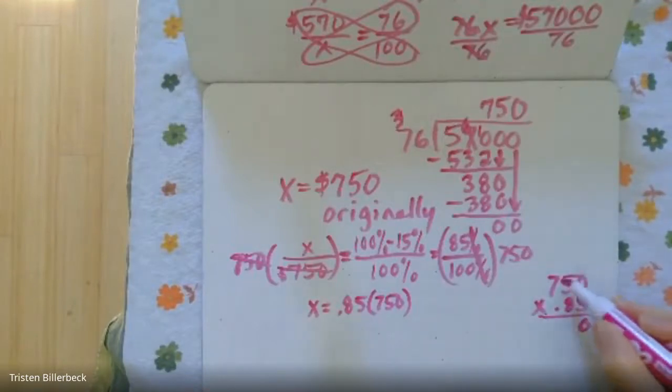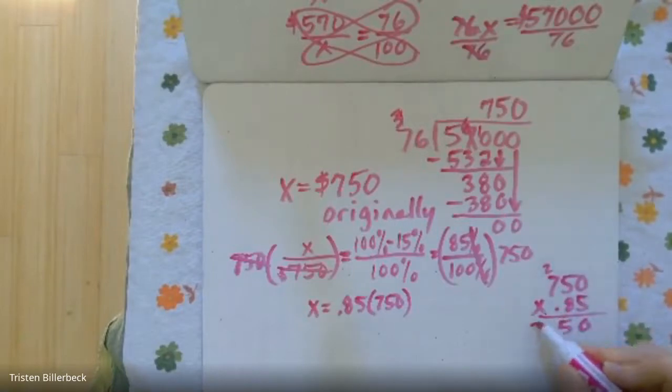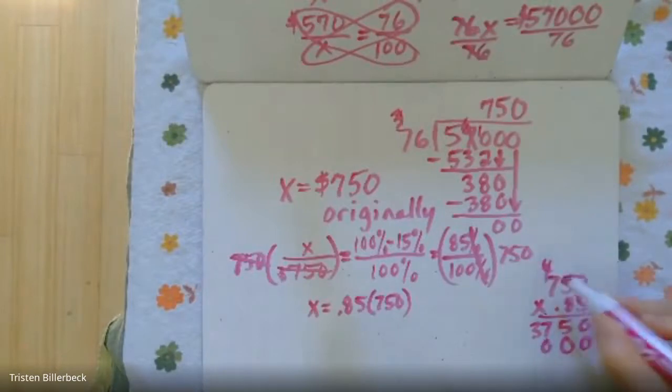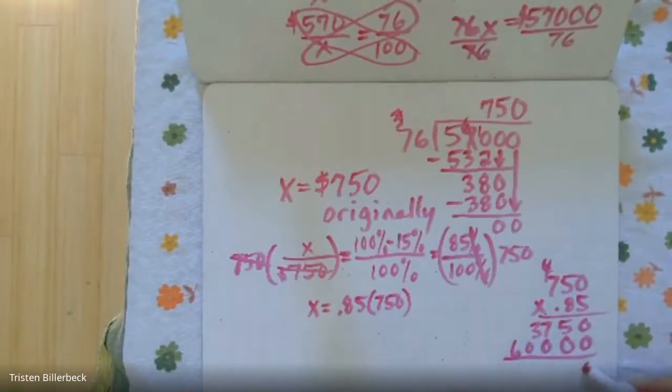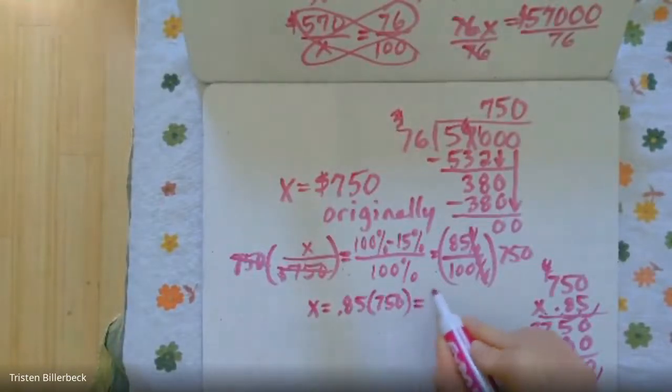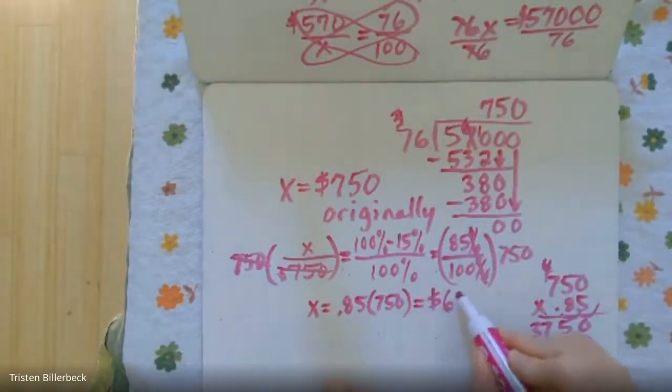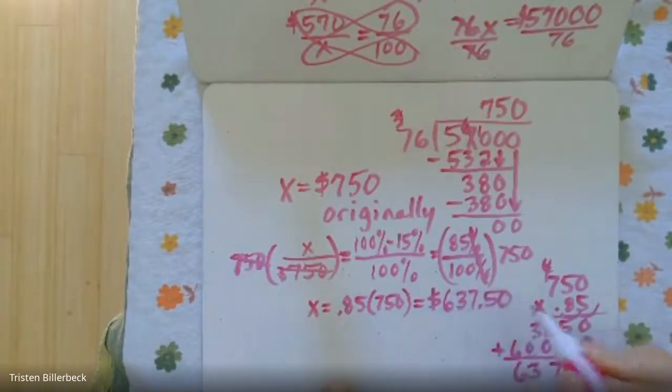And we have 0.5 times 5 is 25, 5 times 7 is 35, plus 2 is 37. Leave a space there, 8 times 0 is 0, 8 times 5 is 40, 8 times 7 is 56, plus 4 is 60. So when we add this, we get that and move the decimal over 2 spots. Okay, so this gives us a price of $637.50.